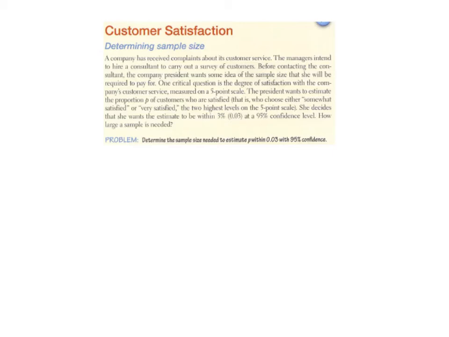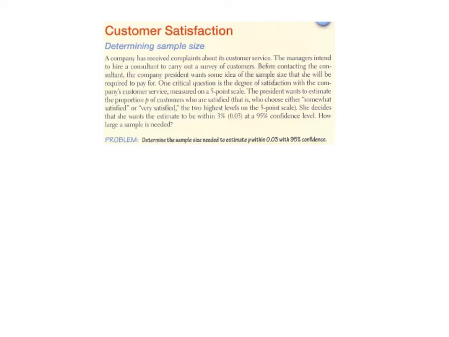She decides that she wants the estimate to be within 3%, or basically a margin of error of 0.03, at a 95% confidence level. So how big of a sample will she need? Basically, she wants to know how much this is going to cost her to figure out the satisfaction of her customers.